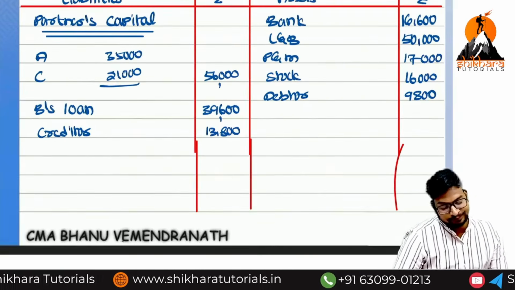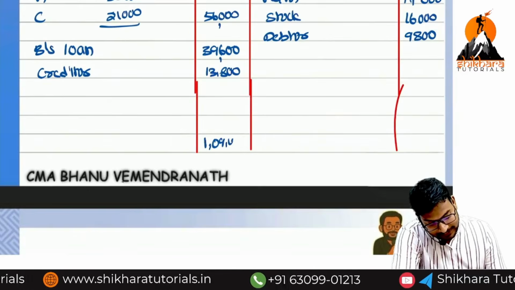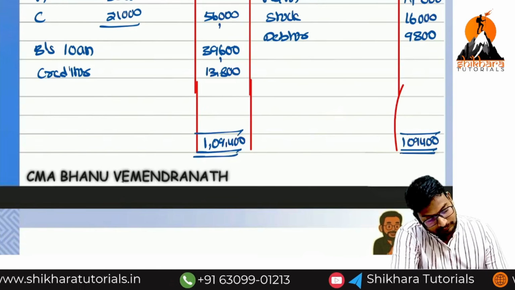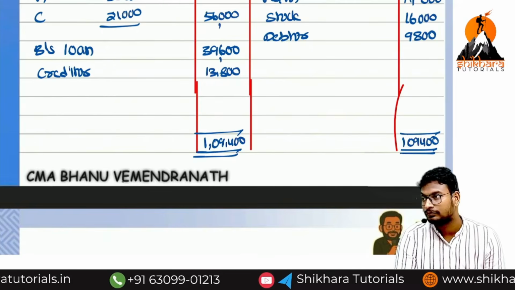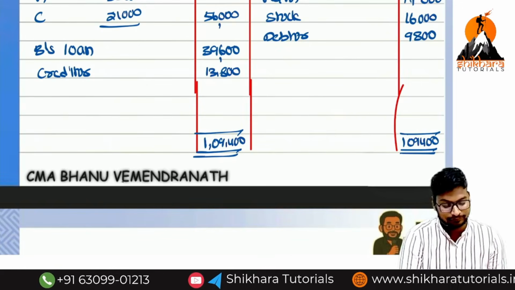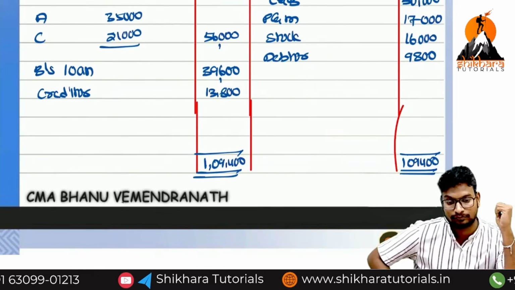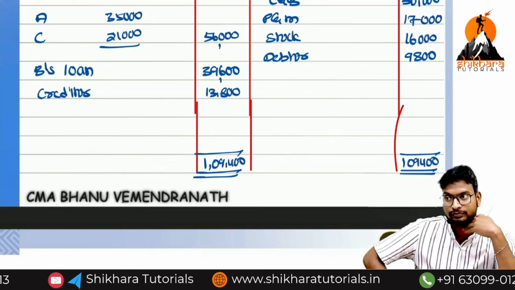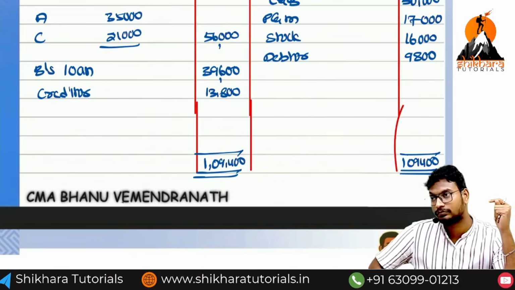Liability 1 lakh, 1 lakh 9,400. $45. Easy question only. Completed?